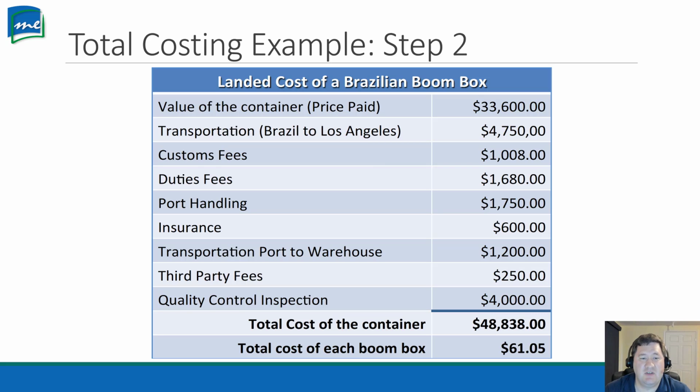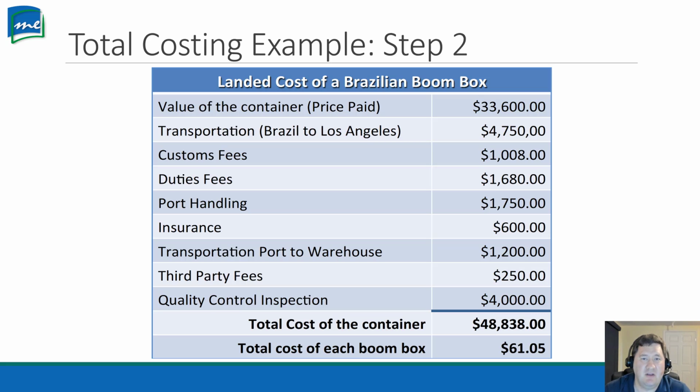We already know that the transportation is going to cost us $4,750. Customs fees, we knew that was going to be 3% of the value of the container, so that's going to be $1,008. And then our duties, we knew that was going to be 5% of the value of the container, so $1,680. Port handling, a flat fee of $1,750. Insurance, a flat fee of $600 per container. And then $1,200 to take it from the port to the warehouse.